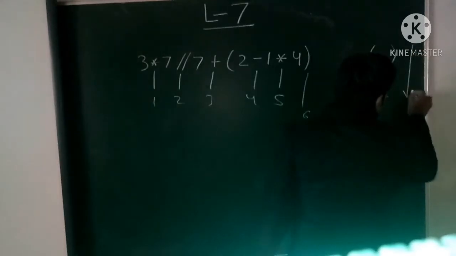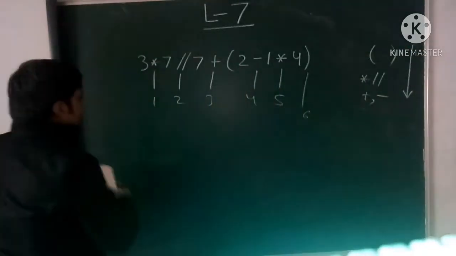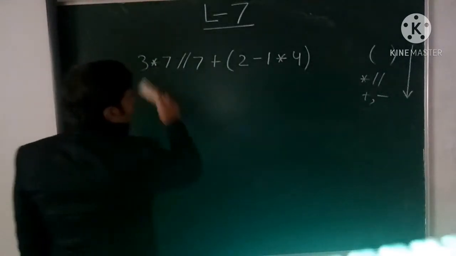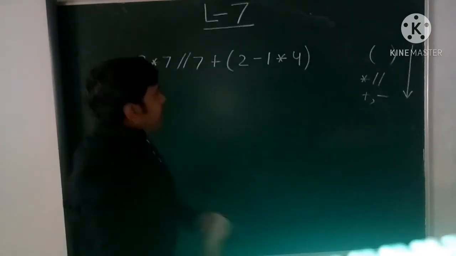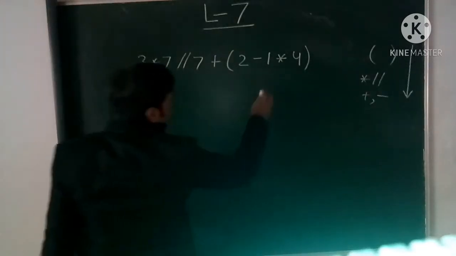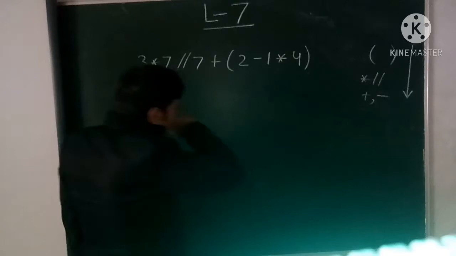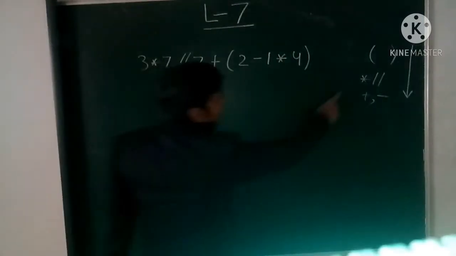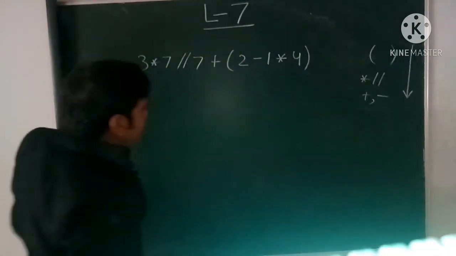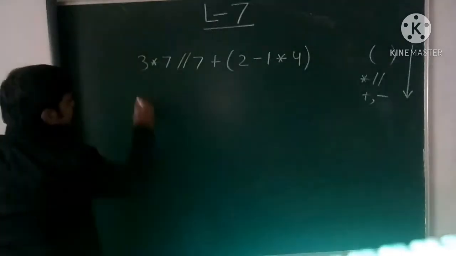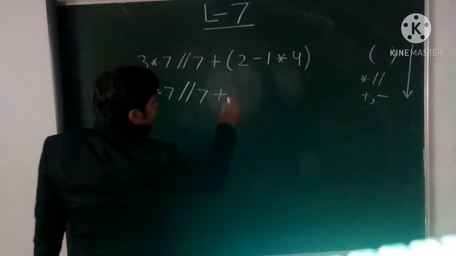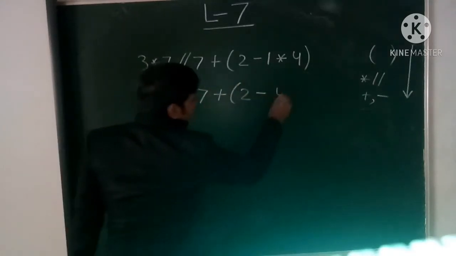So if we go down to writing it in steps, first of all we remove the parenthesis. The parenthesis will be removed once the operators inside it are removed. In this parenthesis there are two operators, minus and multiplication. As you see, multiplication has higher priority than minus, so the multiplication operator will be removed first. See what we write: 3 multiply 7, floor division 7 plus parenthesis 2 minus 4.